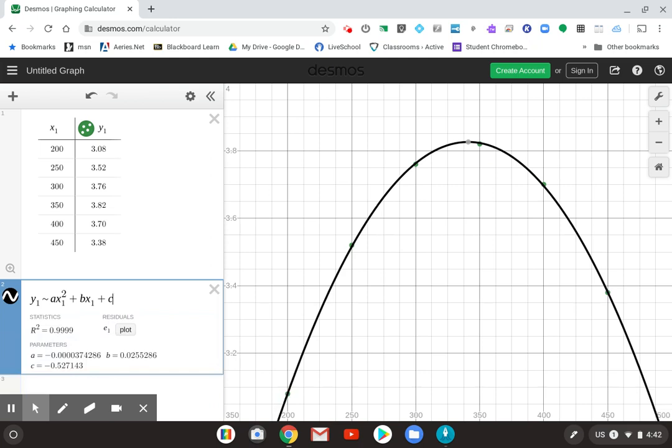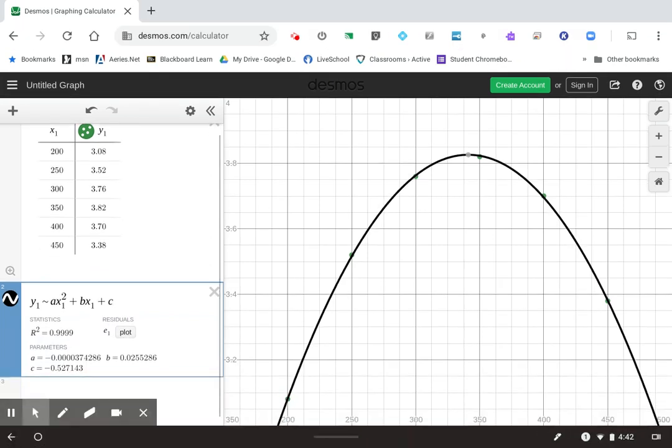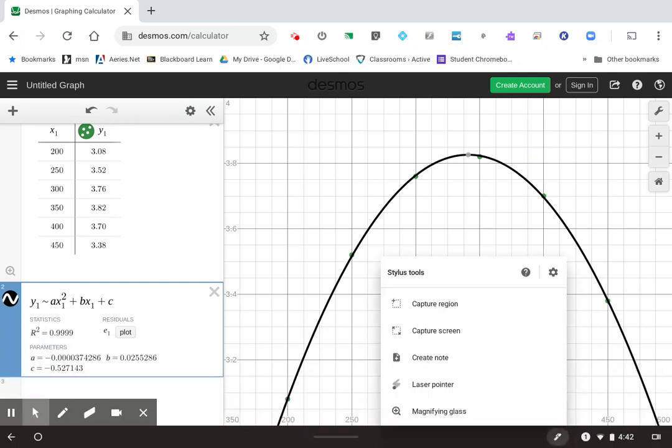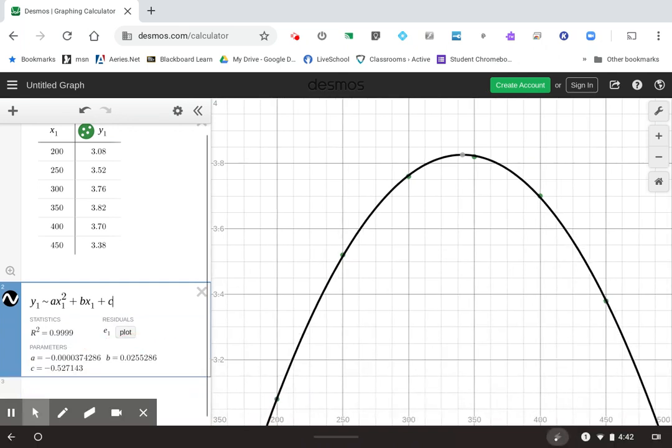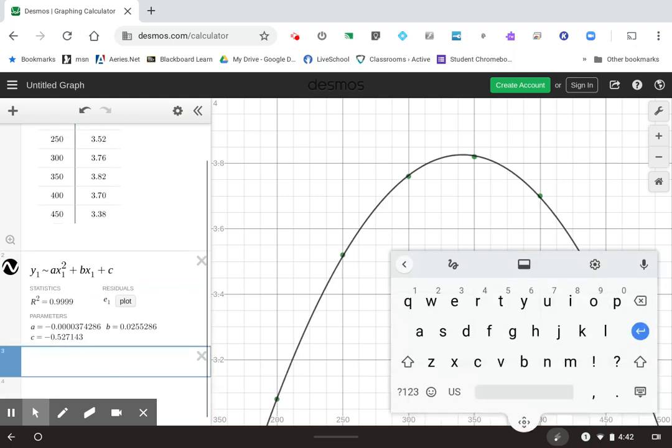Sorry, there we go. Here's your A, your B, and your C. So if you had to write the equation, you would go y equals that big number, x squared, plus this number, x, minus c, because it is a negative. That's all you would have to do.